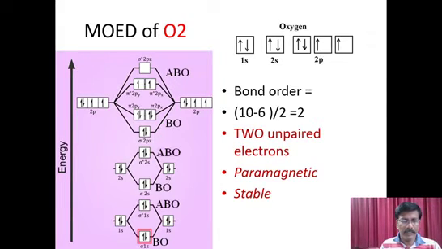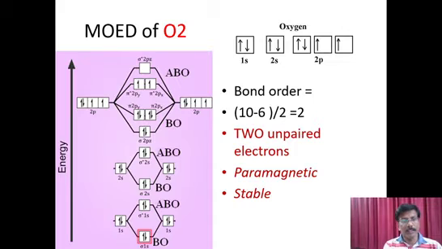When we are filling 8 electrons in the topmost 2p interaction, we fill 6 electrons on the bottom side, that is on the bonding orbitals, and there are 2 electrons remaining, and they are filled into the pi star 2py, pi star 2px. So one electron in pi star 2py, another electron in pi star 2px. So we can clearly see that the total number of unpaired electrons present here is 2.